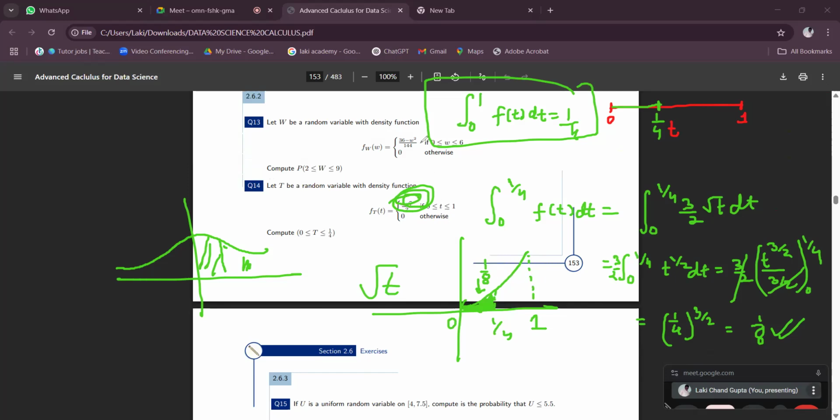It depends on the function. Here the function is parabolic, omega square. Omega square means its figure looks like this, and from 2 to 6 this will be the area. Noted?